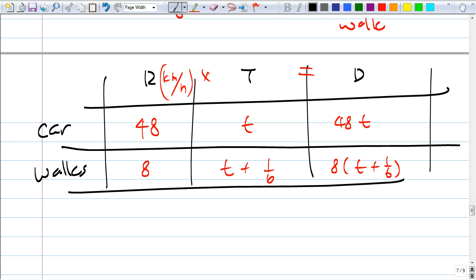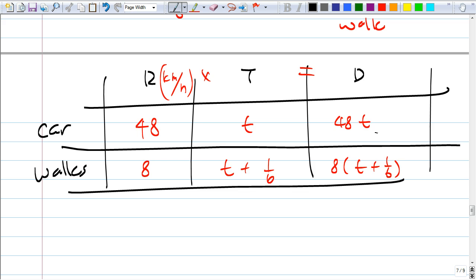Okay, Carly, do you understand that the distance for car travel is 48t? Would you agree? Yeah. What about the distance he walked? It's 8 times t plus 1/6. Would you agree? Yeah. We did all this work to find that t is equal to 1 over 30, right? 1/30th. So, remember, this is a round trip. In order to find the distance that the car traveled, all you have to do is plug it in. 48 times 1 over 30 will give you the distance, wouldn't it?